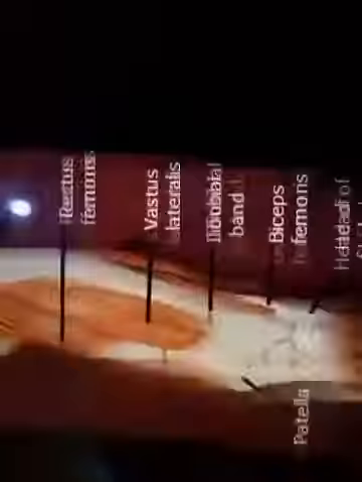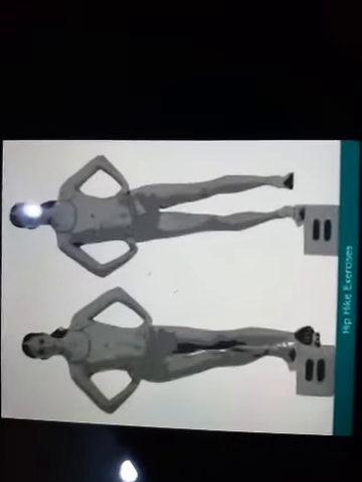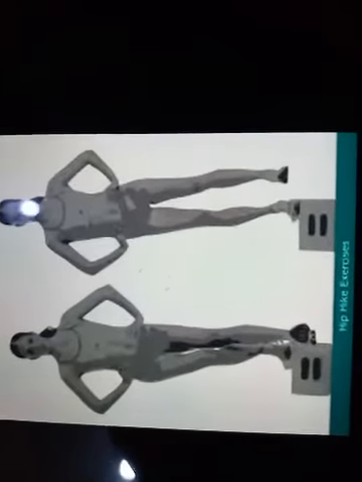Some of the exercises: you can do some step-up exercises as the lady is doing there. So you go down and up, down and up. This is for when there's no pain, but there's likely some weakness around the outer part of the knee. So this helps to strengthen the leg.